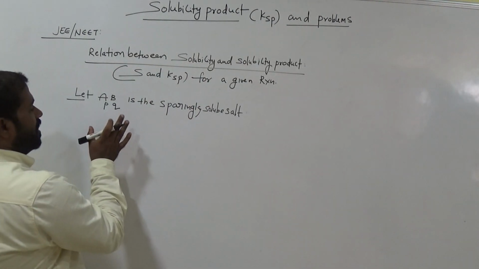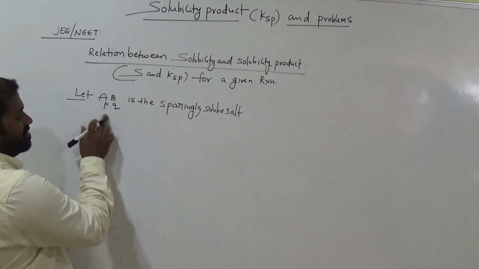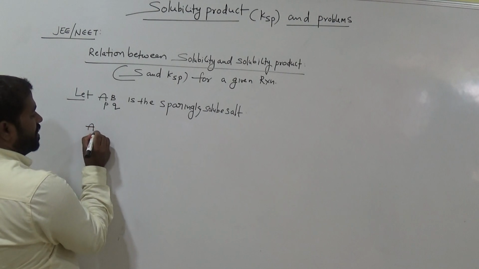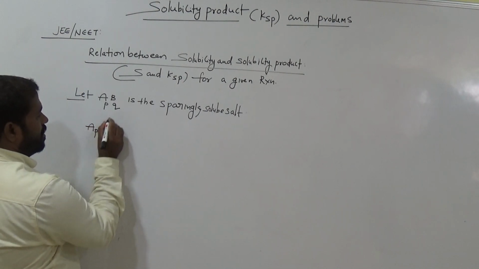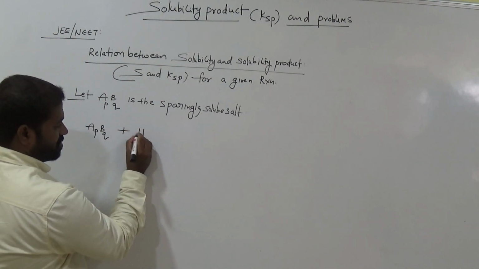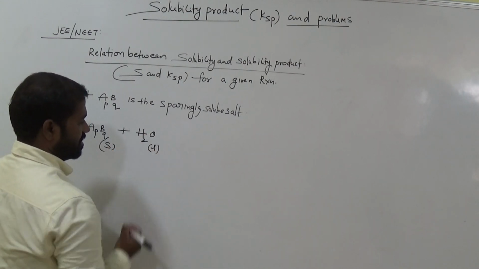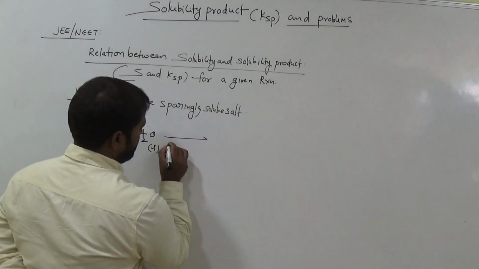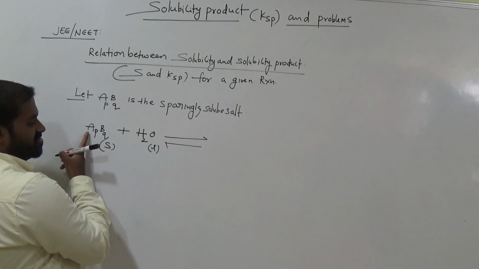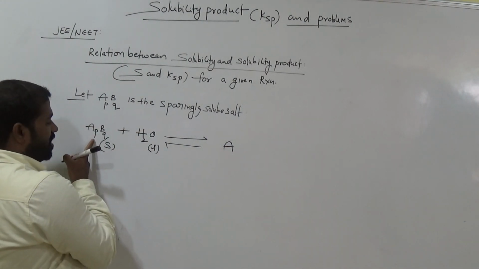Let ApBq be the sparingly soluble salt. These are the subscripts. Now ApBq is dissolved in water. Solid, this is liquid. Clear? So equilibrium exists between these two. Now what does it give? First write A. How many A's do we have here? P number.